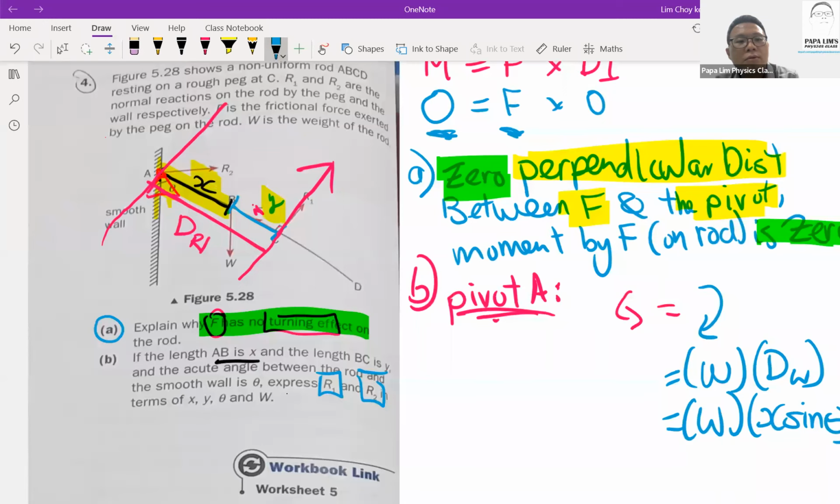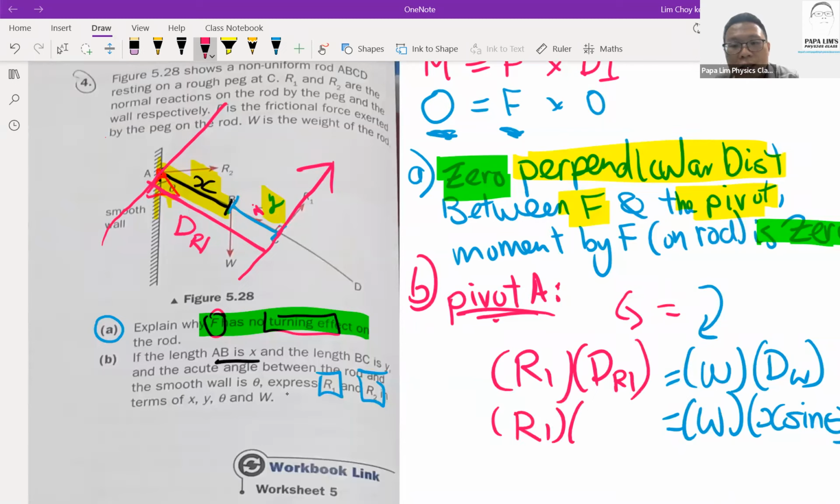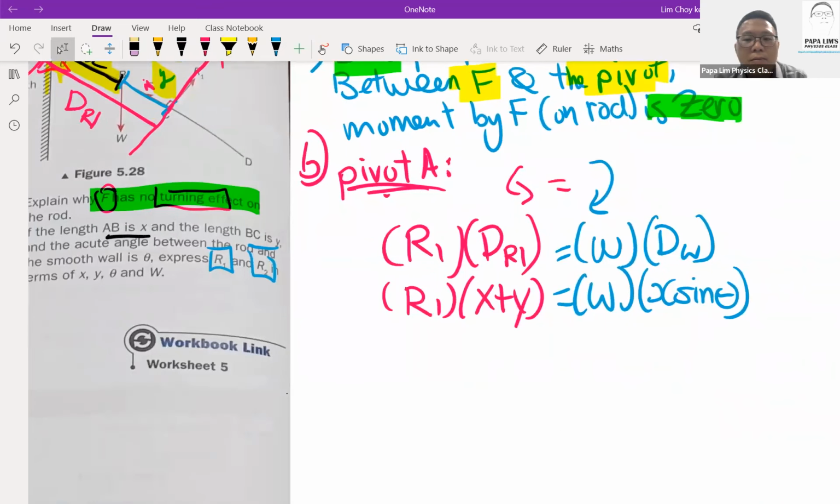So effectively, if you look at the anti-clockwise moment, it's actually controlled by R1 times the perpendicular distance dR1. And dR1 can actually be expressed in terms of x and y just by simple x plus y, because x and y are length AB and length BC. So now you will have the equations formed because of your principle of moments, clockwise equals anti-clockwise, because the rod is balanced. So now let's simplify. The question said I want to express R1. So to express R1, I will have to shift x plus y over. So the final equation will look something like this.